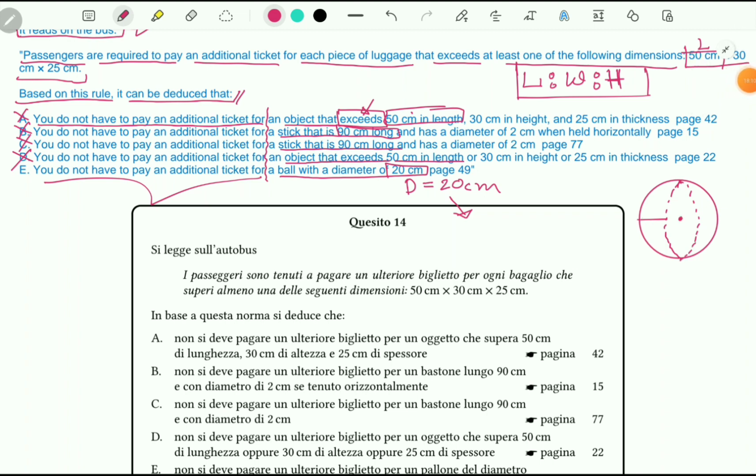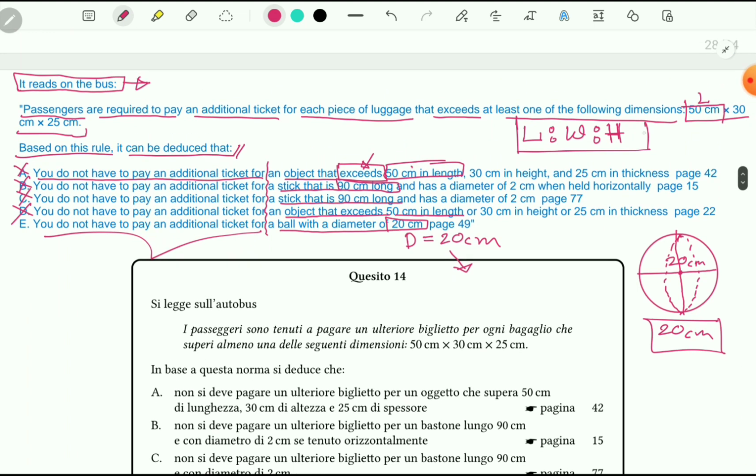So its diameter is 20 centimeters. That means its length, height and thickness are all 20 centimeters. So it remains under the dimensions 50, 30 and 25. That means for carrying a ball which has a 20 centimeter diameter, you don't have to pay for an additional ticket. So our answer is E. Okay, let's move on to our next problem.